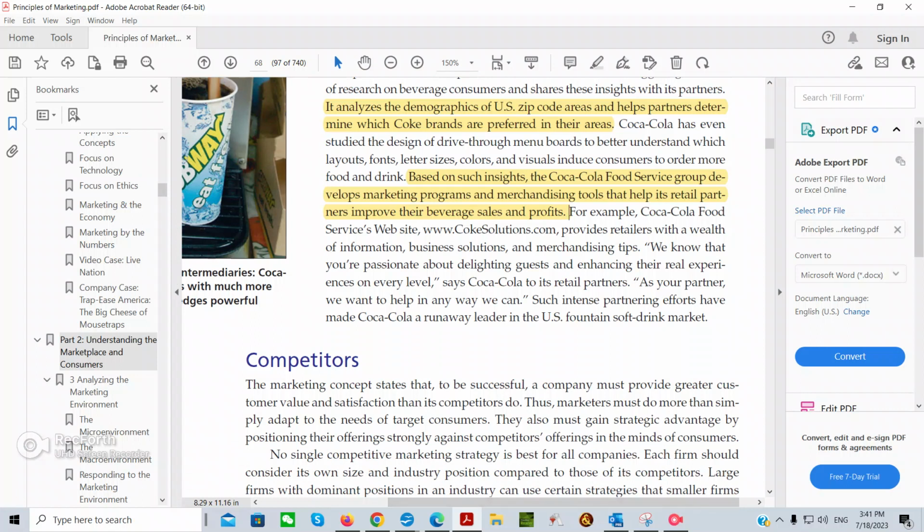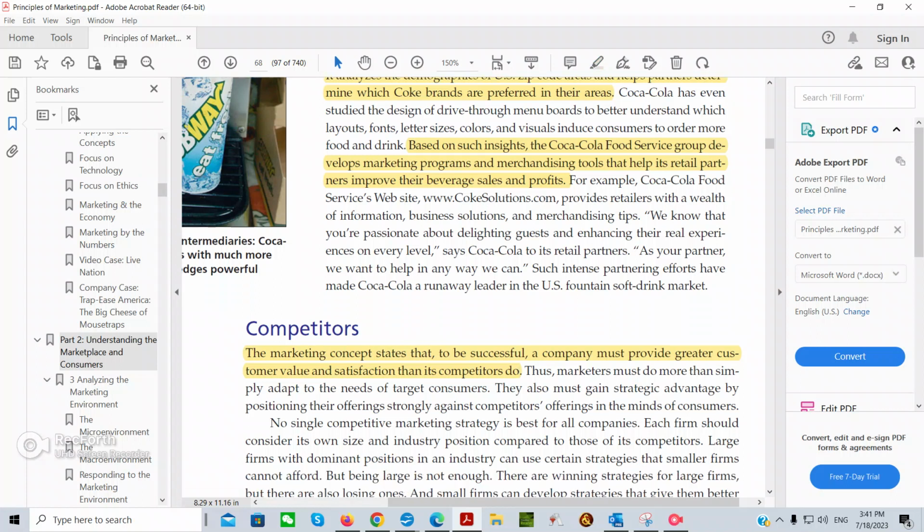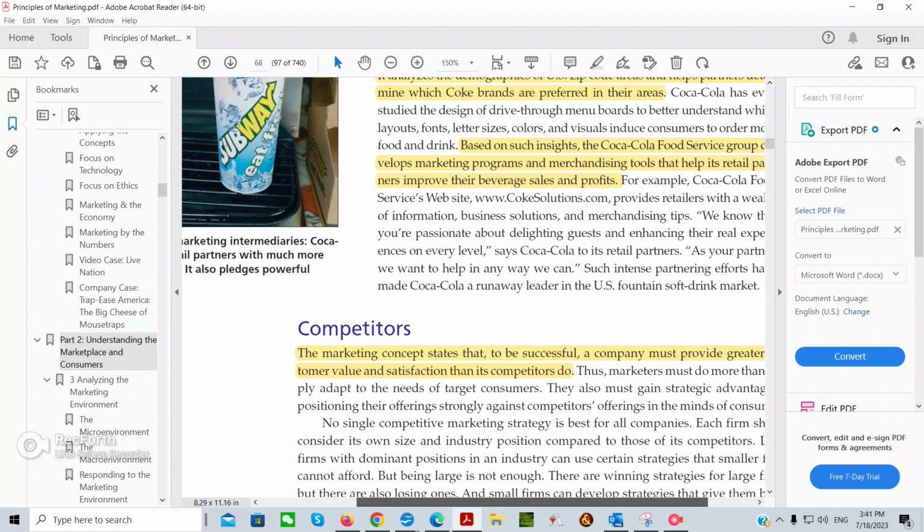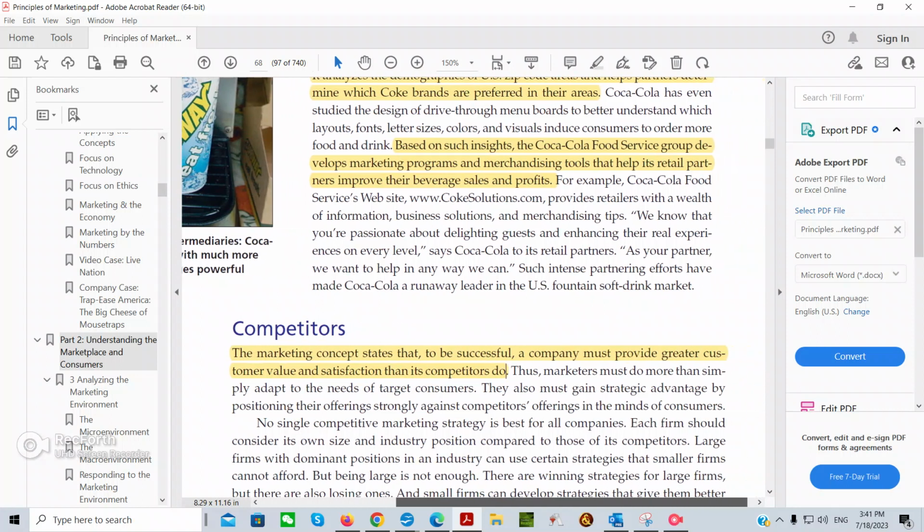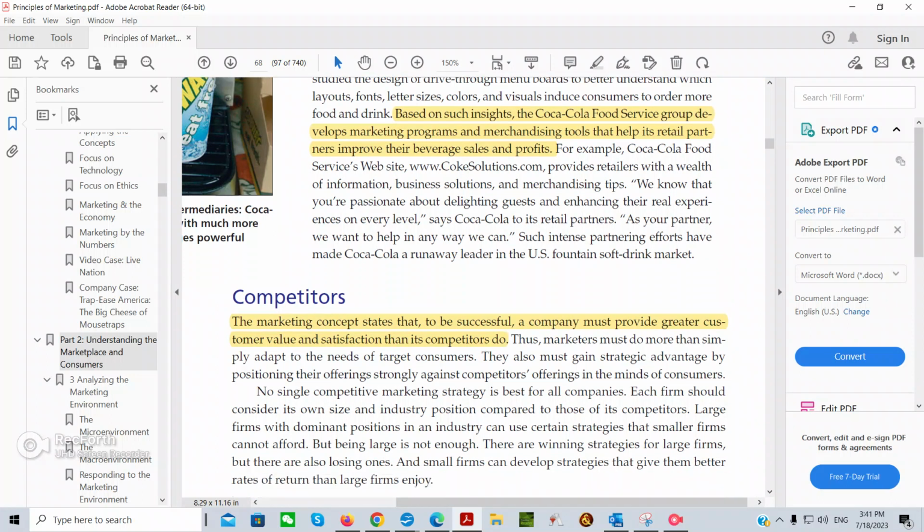So, let's talk about competitors now. The marketing concept states to be successful, a company must provide greater customer value and satisfaction than their competitors do. So here's the thing: you need a competitive advantage, which means you need to find something about your business that's better than your competition's. Thus, marketers must do more than simply adapt to the needs of the target customers. They must also gain strategic advantage by positioning their offerings strongly against competitors' offerings in the minds of consumers.